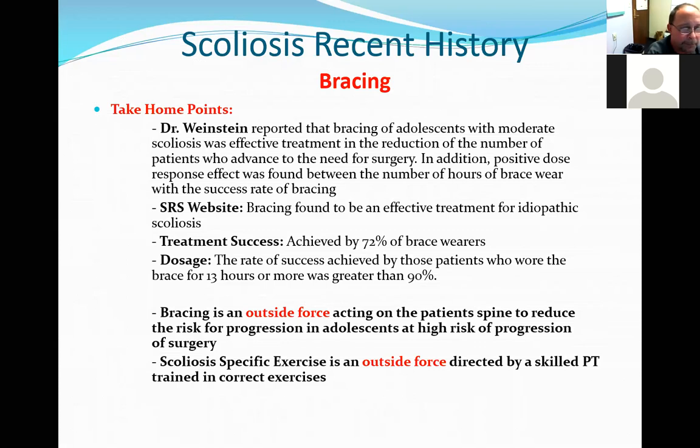Dosage: the rate of success achieved by those patients who wore the brace for 13 hours or more was greater than 90%. I think that's a pretty significant number. Bracing is an outside force acting on the patient's spine to reduce the risk for progression in adolescents at high risk of progression or surgery. Scoliosis specific exercise is another outside force directed by a skilled PT through trained and correct exercises.